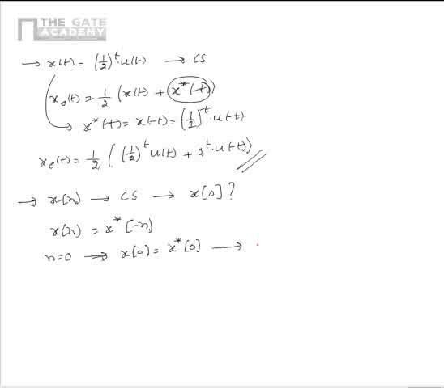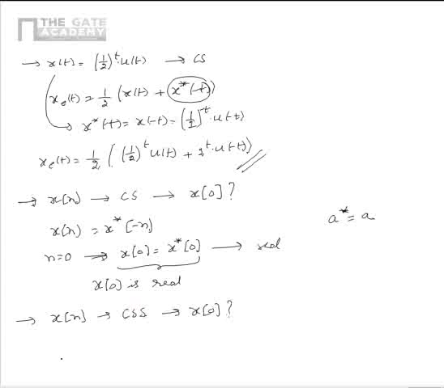This is the property of real numbers, because if a is real, we know that a star is equal to a. From this we see that as x star of 0 is equal to x of 0, x of 0 is real. So this is what we can characterize about x of 0. Similarly, there is a signal x of n given. It is given that x of n is conjugate skew symmetric. Can we characterize anything about x of 0?